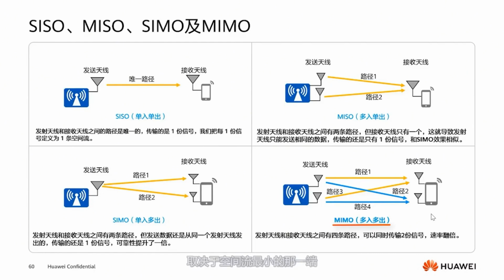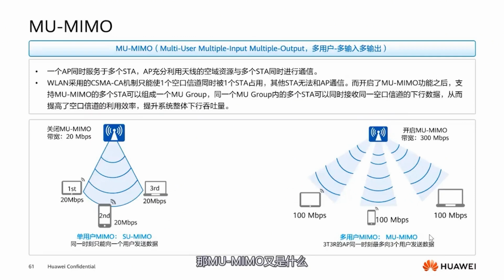When transmitting data, it depends on the endpoint with the fewest spatial streams, which is why it's often said that when purchasing terminal devices, the more antennas, the better, as they support more spatial streams, enhancing your signal transmission capabilities. What then is MU-MIMO?